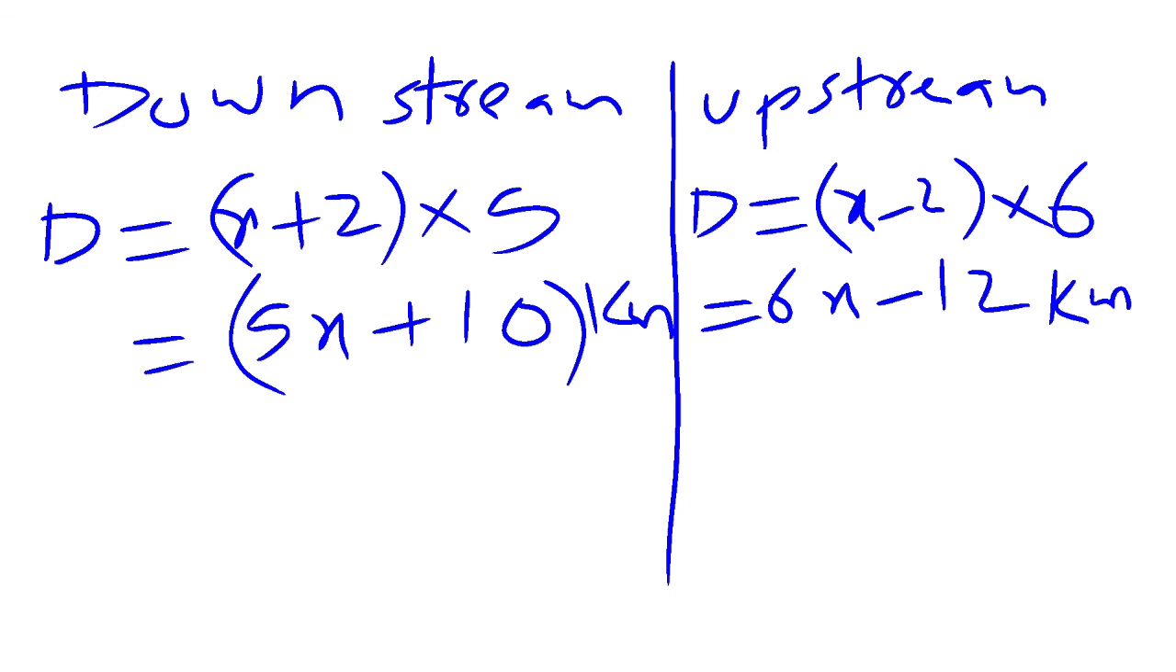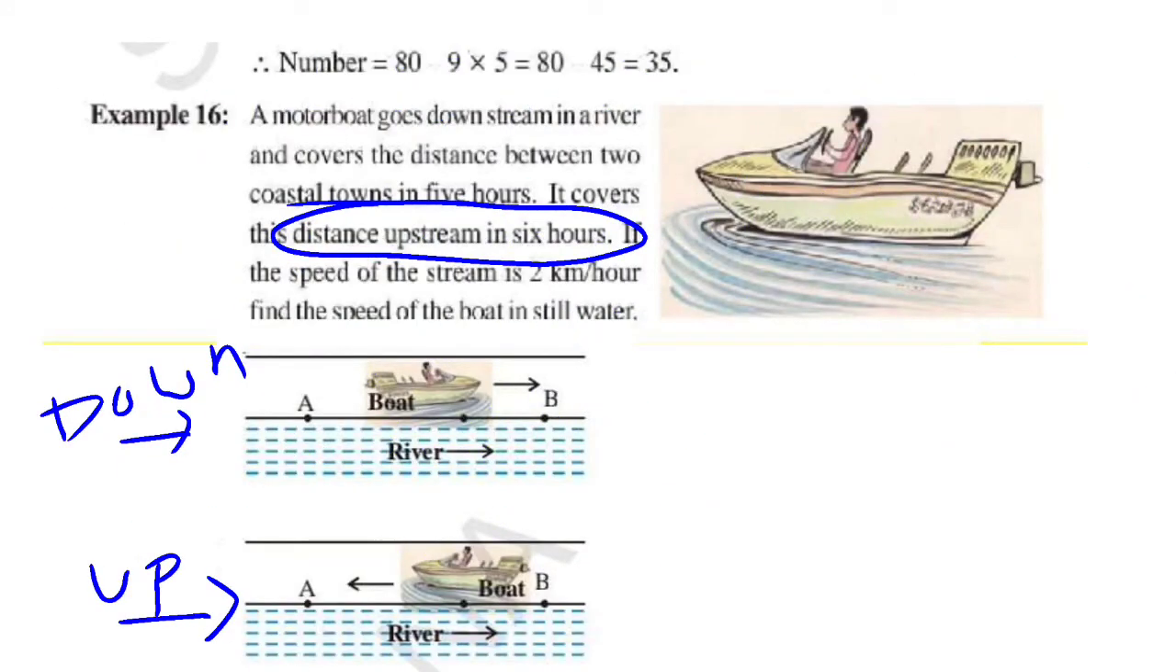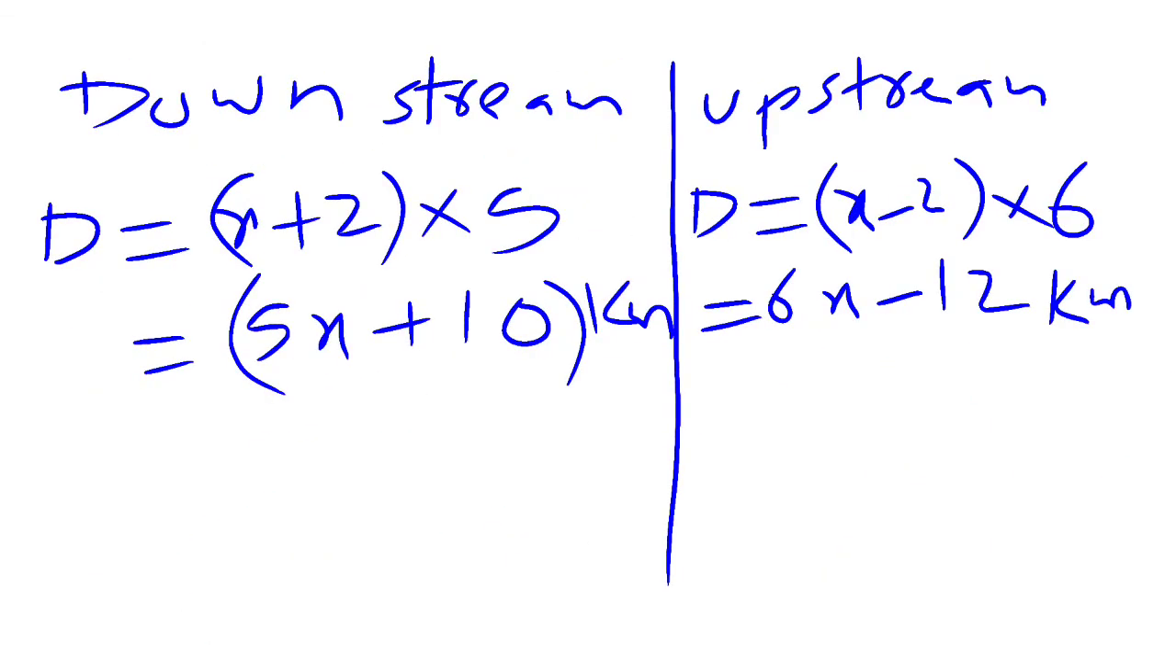But here the distances are the same. Why? Because when the boat goes to the other coastal town and when the boat comes back to the same place, the distance between the two coastal towns will be equal. So that is why the distance in the downstream and the distance in the upstream both are equal.